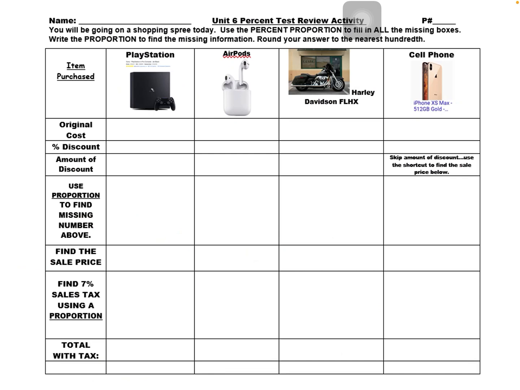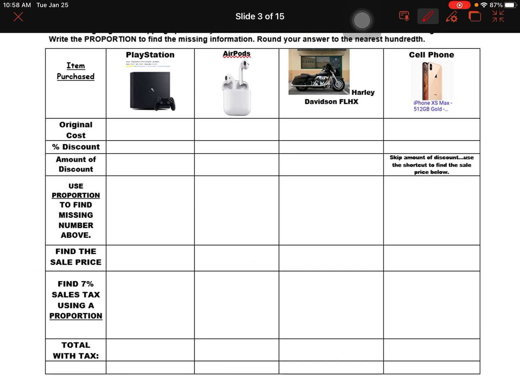So what you're going to do on the front is you're going to be setting up some proportions, using the original cost, which is W, the percent of discount, which is your P, and the amount of discount, which is your A. You're going to be setting up nice, pretty proportions on these, and you're going to find the sale price, using the information from above. Now, what's going to happen is you're going to be buying a PlayStation, AirPods, a Harley-Davidson, and a cell phone.